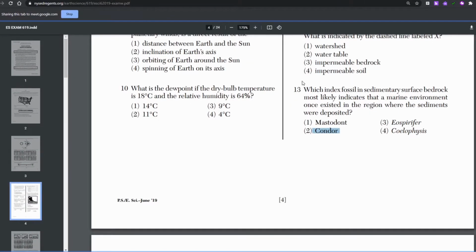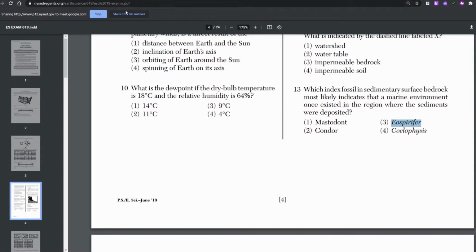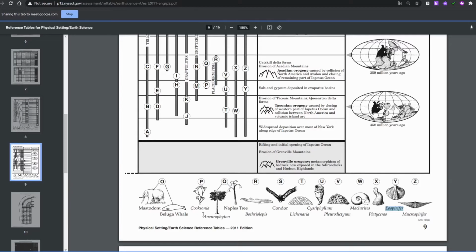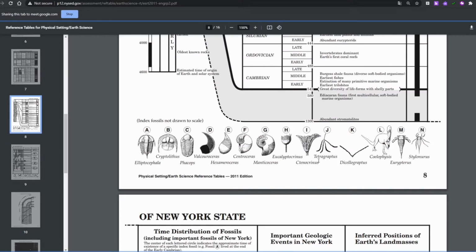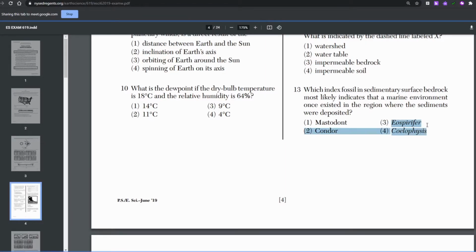Let's take a look at another one. Eospifer. There's Eospifer. He looks like a seashell. I'm going to say that's probably a seashell. And lastly, we've got Coleophysis. Let's see if Coleophysis could be a marine creature. I'm not seeing it on this page. There's Coleophysis. Oh, Coleophysis is a dinosaur. I would say that he's probably not a marine organism. So I guess that gives us our answer. The answer would be Eospifer. Spirifer. Not a very common one.